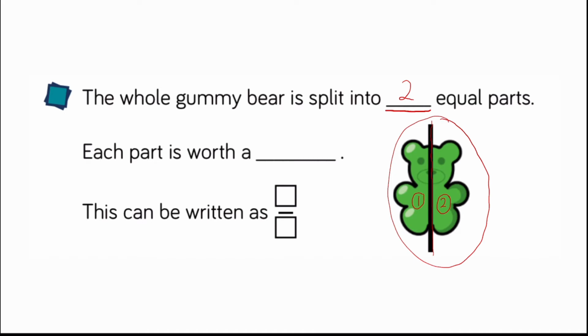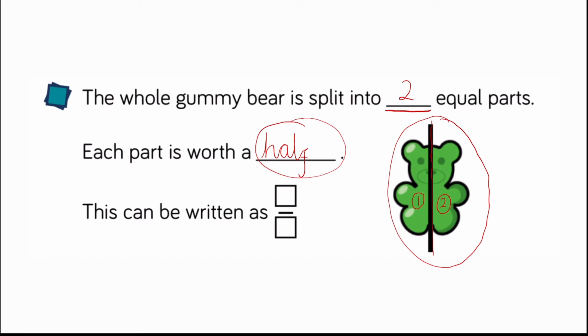Each part is worth a what? Think about what we're learning about today. What is each part worth? Have a think. Well done if you said half. Each part is worth a half because there's 2 parts. And we know that when we split something into 2 equal parts, we are looking at halves. This can be written as a fraction.